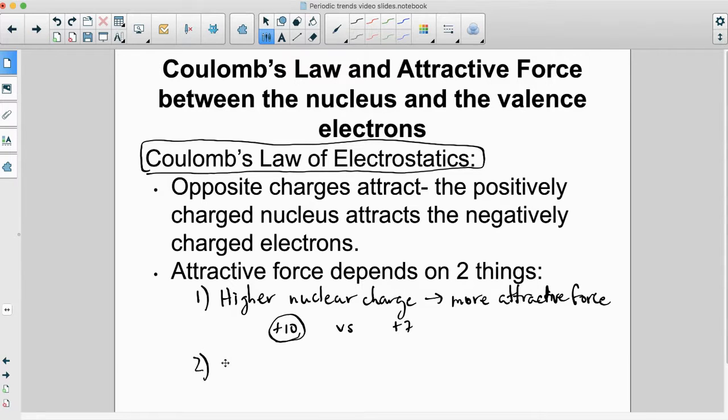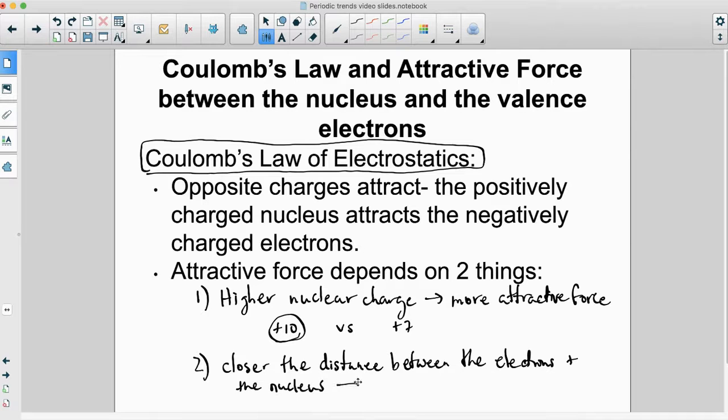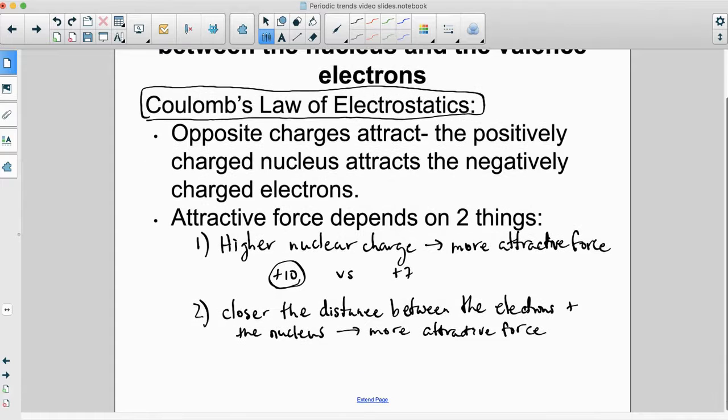The second thing is that the closer the distance between the electrons and the nucleus is going to cause more attractive force. So the closer these electrons are to the nucleus, the more attractive force they will feel.